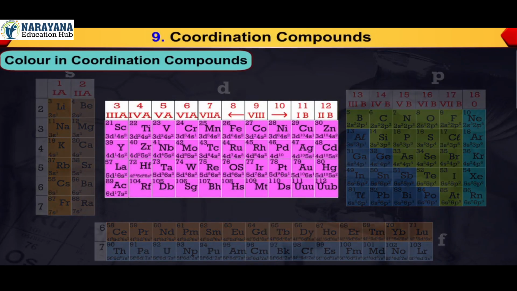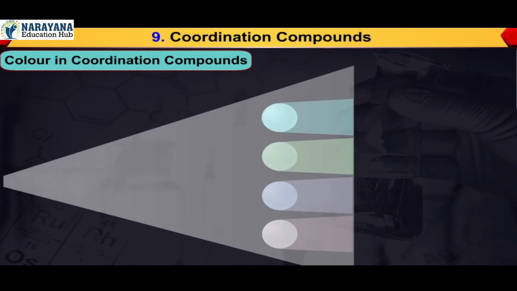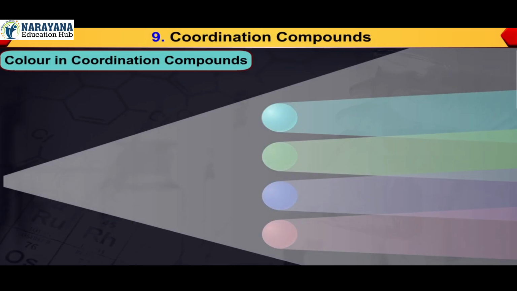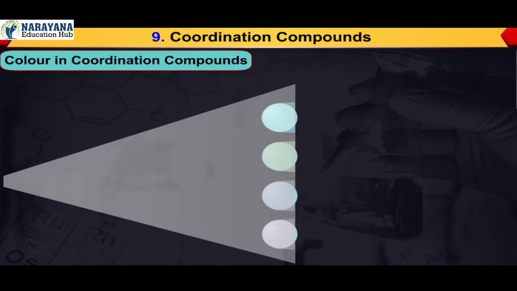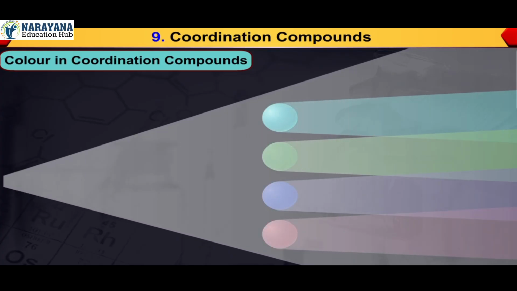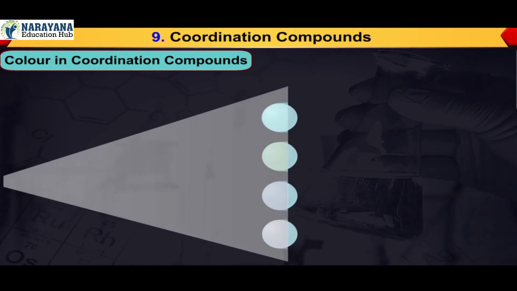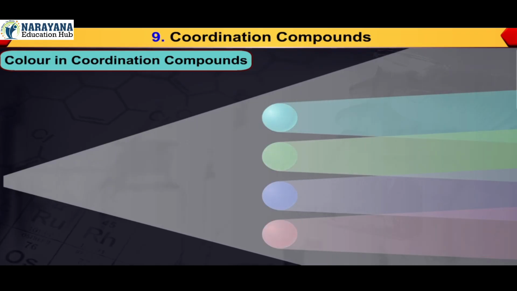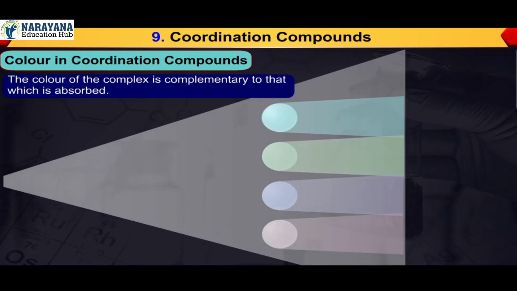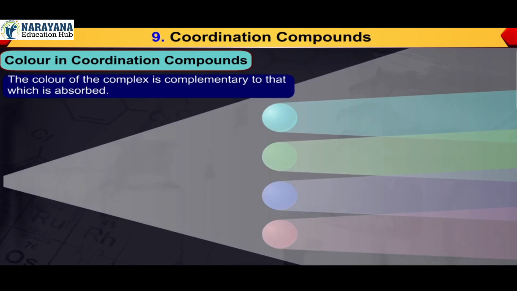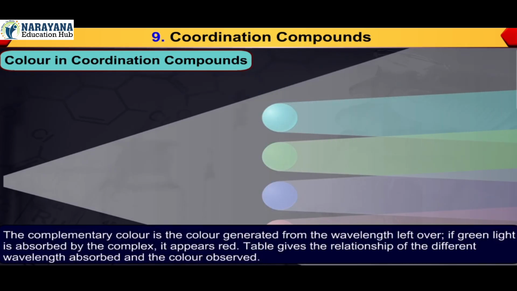Color in coordination compounds. In the previous unit, we learned that one of the most distinctive properties of transition metal complexes is their wide range of colors. This means that some of the visible spectrum is being removed from white light as it passes through the sample, so the light that emerges is no longer white. The color of the complex is complementary to that which is absorbed. The complementary color is the color generated from the wavelength left over.